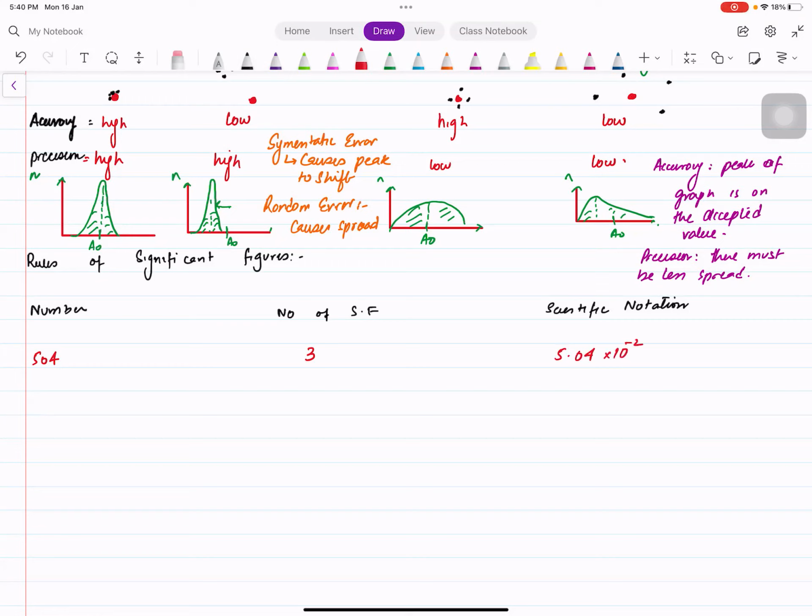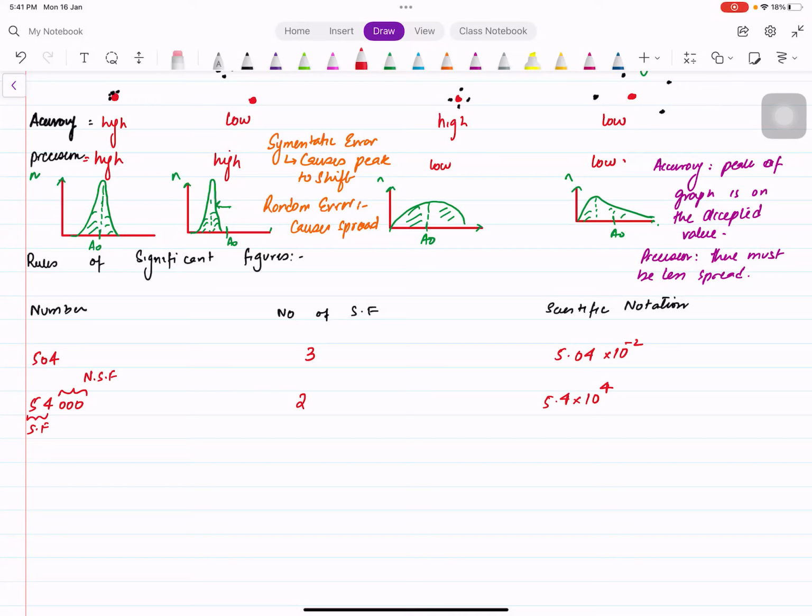Now, if you have a number like 54000, all these zeros are non-significant figures, only the non-zero digits count. So it has two significant figures, and you can write it as 5.4 times 10 raised to 4. When writing in scientific notation, you omit non-significant figures.